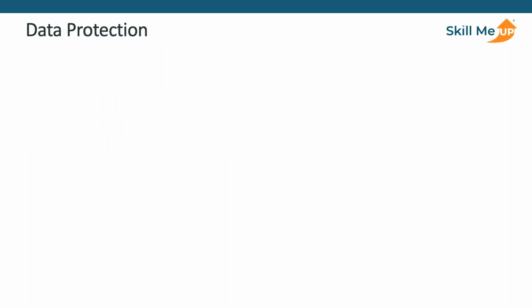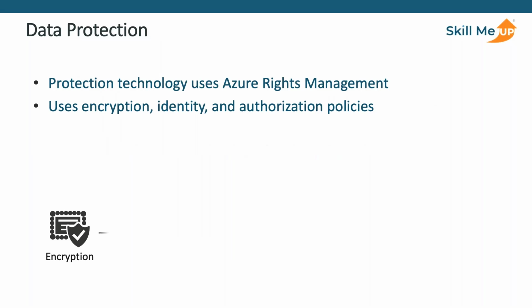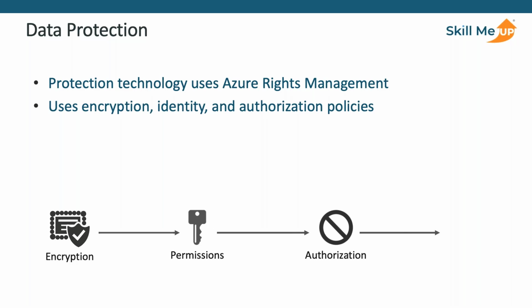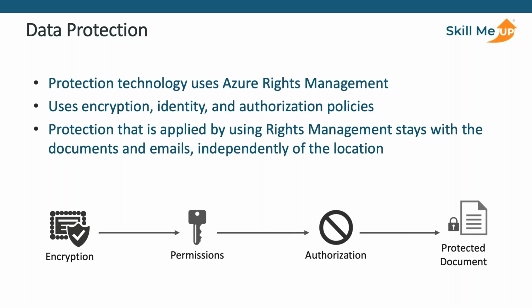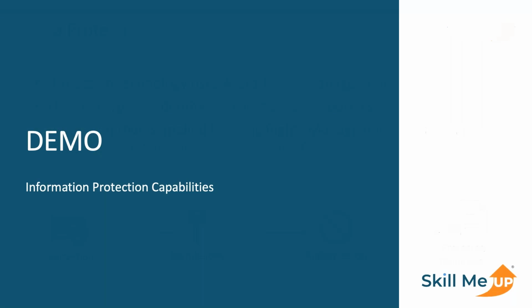Now, data protection is obviously a little bit more detailed. So the protection comes from Azure Rights Management. It uses encryption, identity, and authorization policies, so a little bit more controlled than just a label. The protection is applied with the rights management, which will then stay with the document, and the email's independent of that. So when you actually go in and have a look at it, which we'll do in a second, you get to define both sets of this for the specific content.